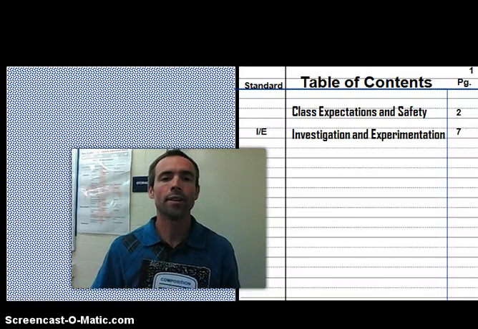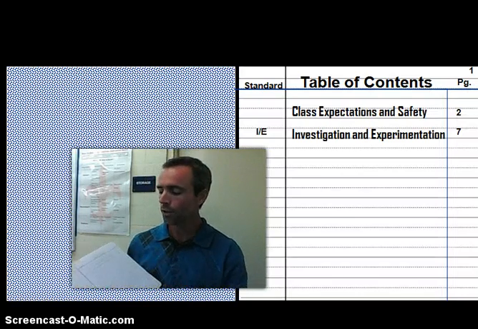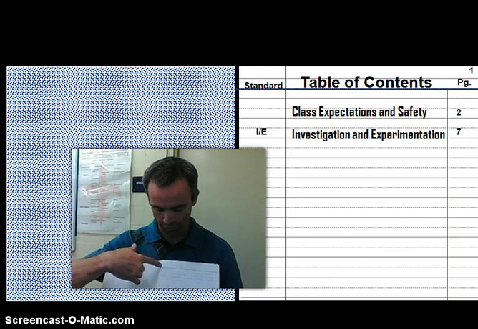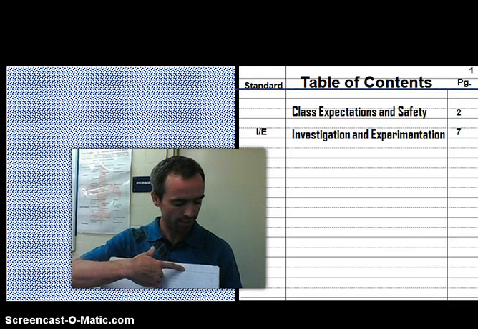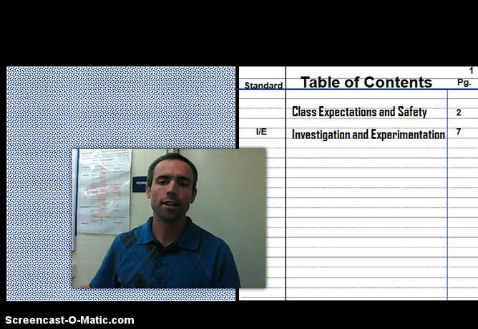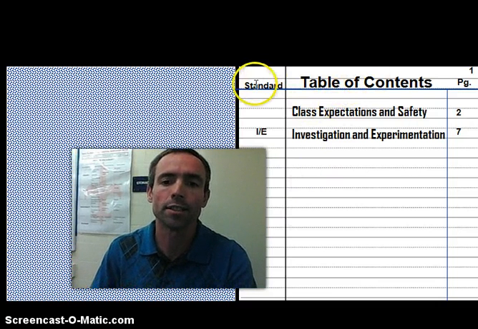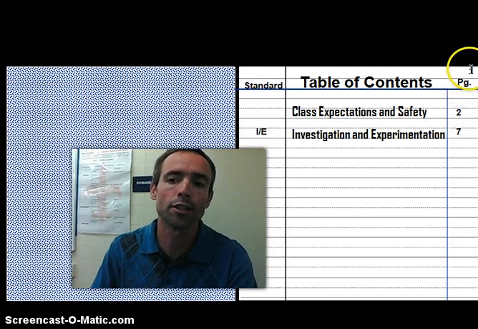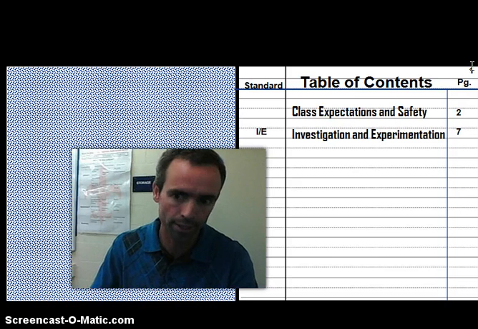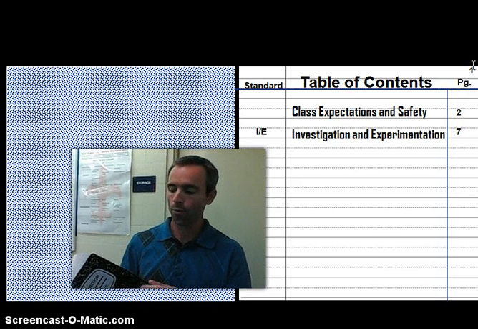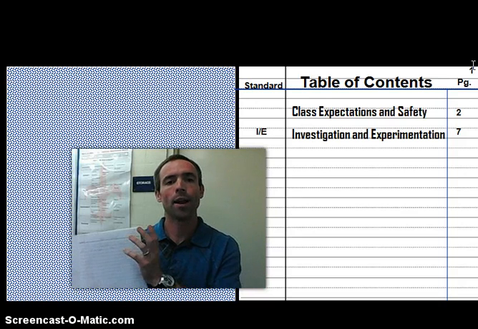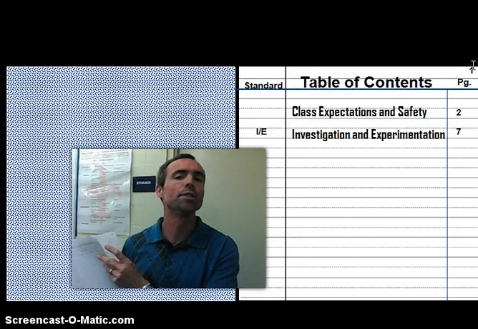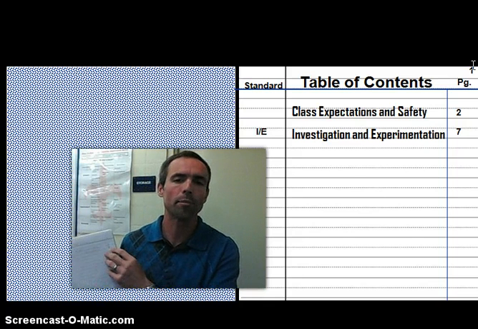Now, as soon as you open up your notebook, we're going to create a table of contents. You can see there, we're going to have the word standard, table of contents, and the page number. I'll point to this because it's a little bit more clear here. You'll notice that there's a 1 here because this is the first page of your notebook. Before I go on any further, go ahead and number the upper right hand corner of each page, up to about 10. If you get bored sometime, you can go all the way up to 100.